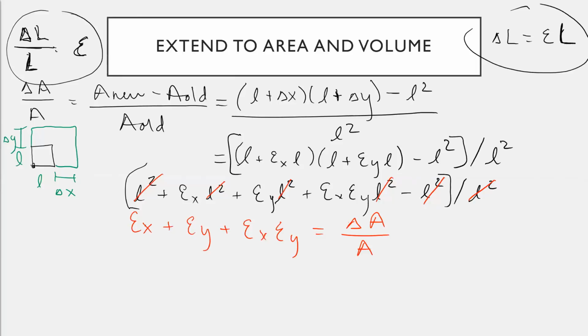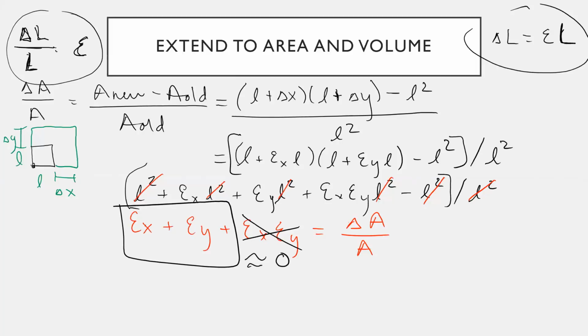But if the strain in the X is small and the strain in the Y is small, what can you say about the multiplication of those two values? It's really small, like orders of magnitude smaller. So we can say this goes away because it's approximately 0. So therefore that change in area over area is simply equal to your strain in your X plus your strain in the Y.